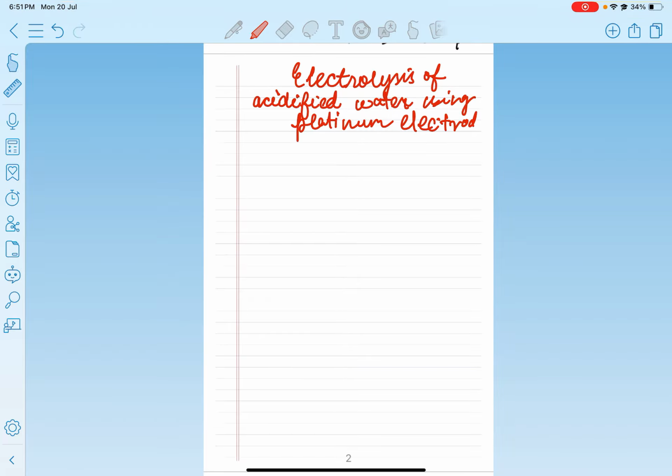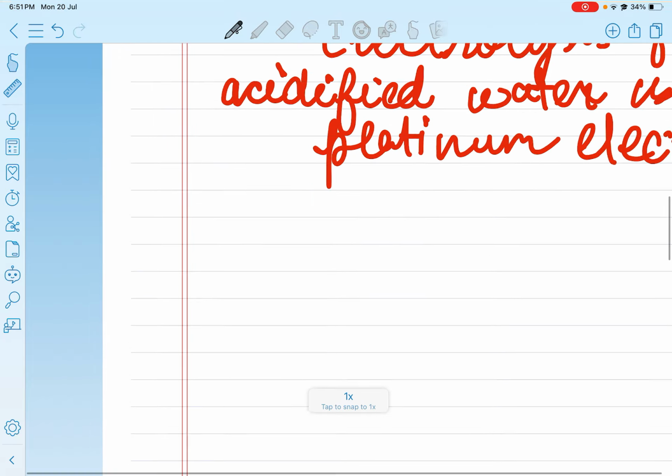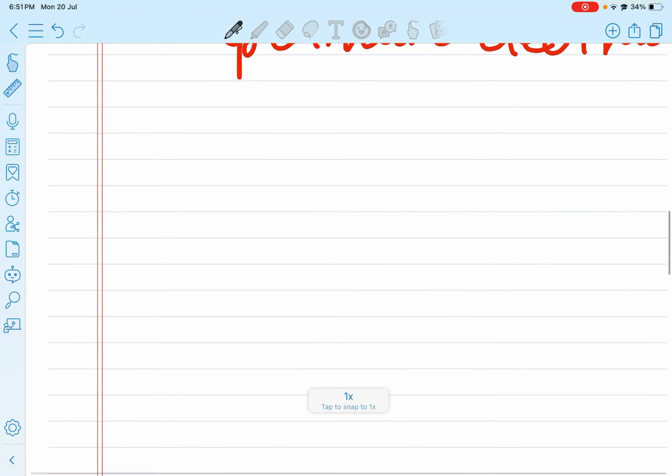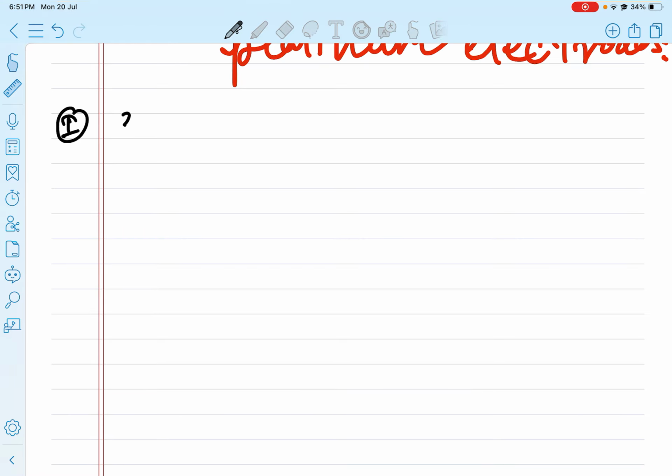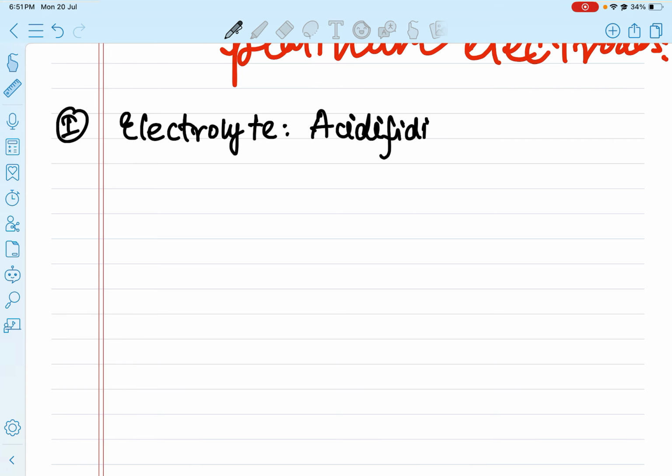Let us quickly do this also. This is also very, very easy. Point wise you will do it like we did for PbBr2. Number one, the electrolyte. The electrolyte is acidified water, that is water plus dilute H2SO4.